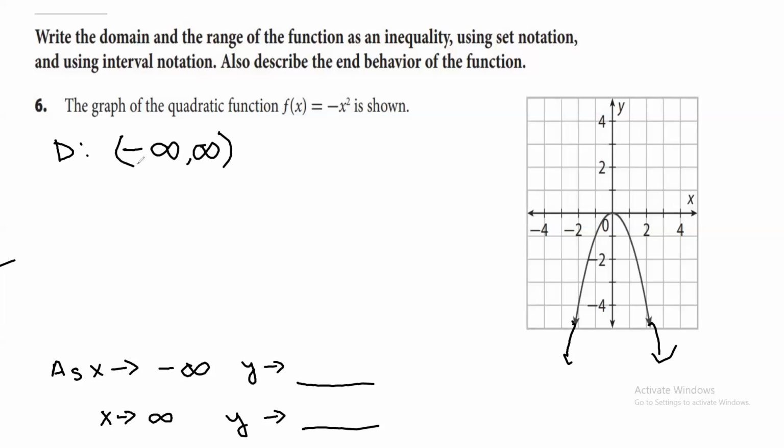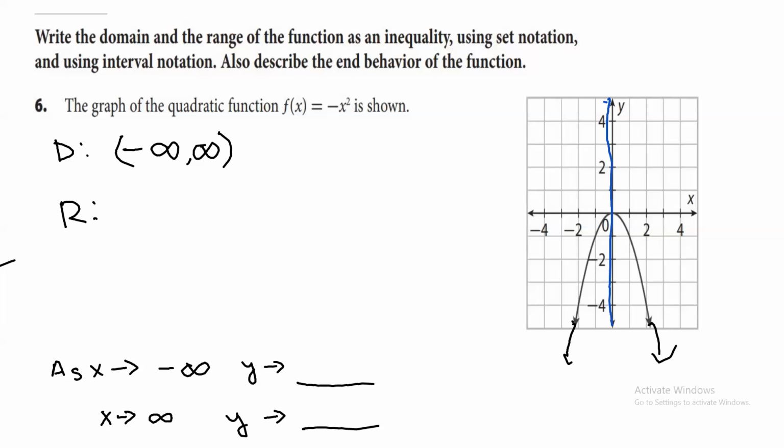Okay, and there's going to be parentheses around the negative and the positive, right? Because it's gonna go on forever. Your range is a little bit different. Okay, your range is the representation of your y value. Remember, your y value, we're talking about the vertical line right there, right? The vertical value.